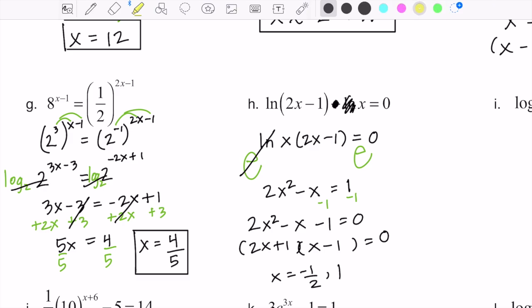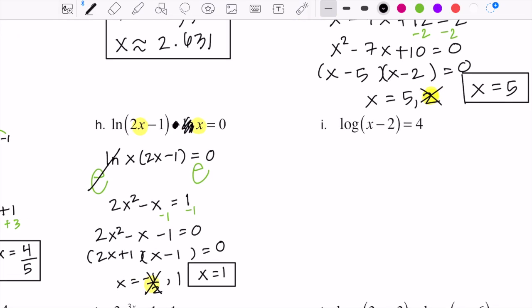And then just like always, because the original problem is a logarithm, I'm going to take this and plug it in there. And I don't even want to do that math, but I can see that if I plug it into the second logarithm, it's going to be negative, so it's not going to work out. So negative 1/2 isn't going to work. When I plug in 1, it does work. So the only solution to that is x equals 1.